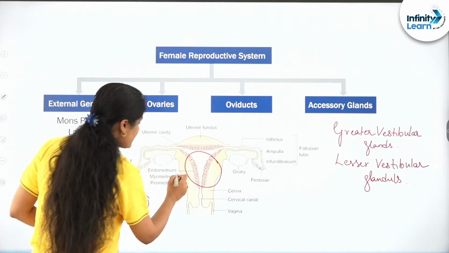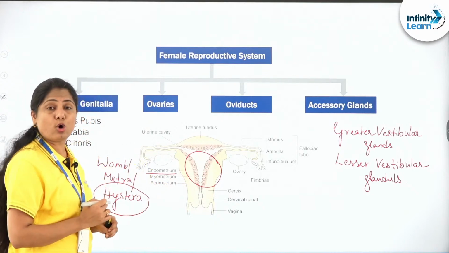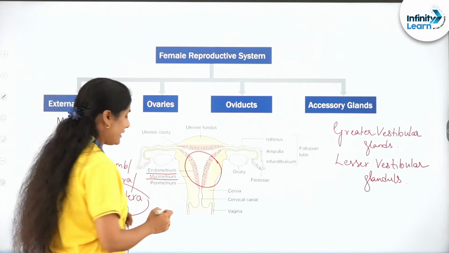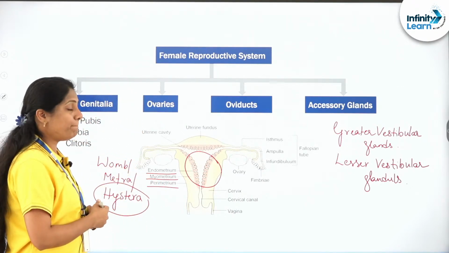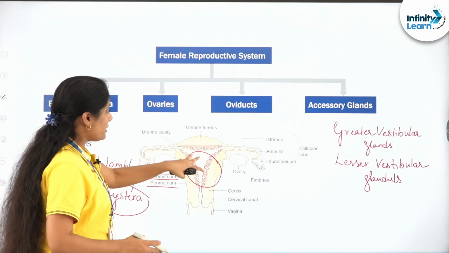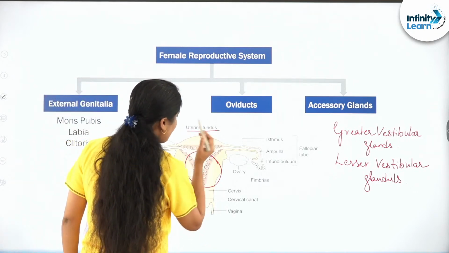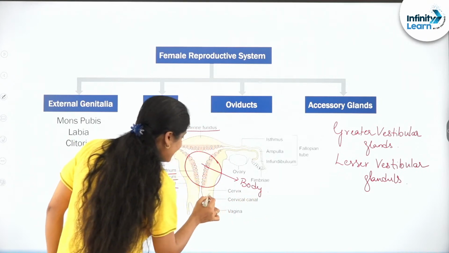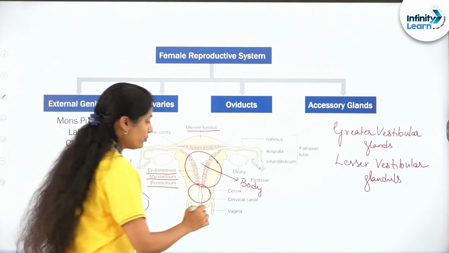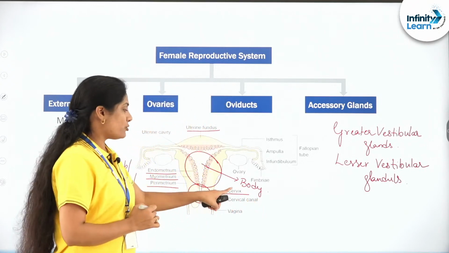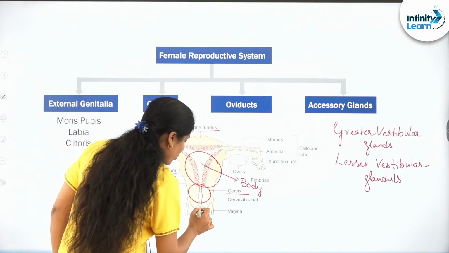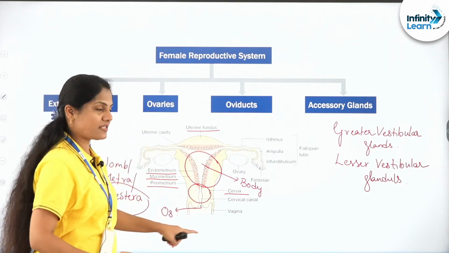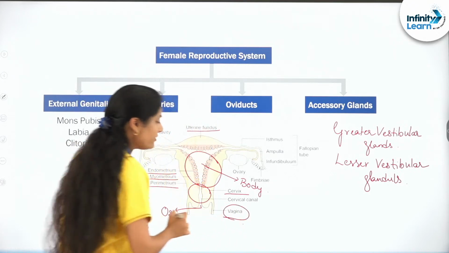It has got three layers. The innermost layer is the endometrium. The middle layer, myometrium, is the muscular layer, and the external one is the perimetrium. So the uterus has three regions: the dome-shaped fundus, the body, and the narrow region of the uterus called the cervix. This cervix leads to an opening which is referred to as the external os. Through this external os, it's leading to the vagina.